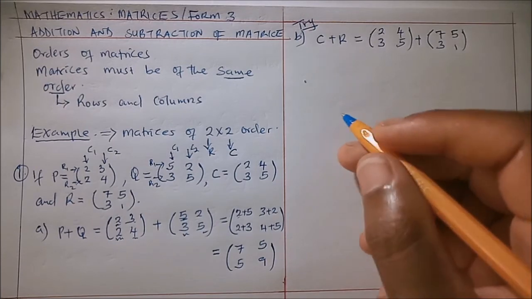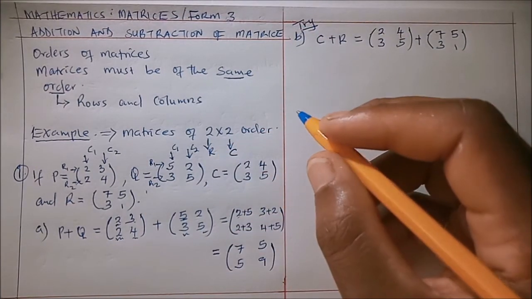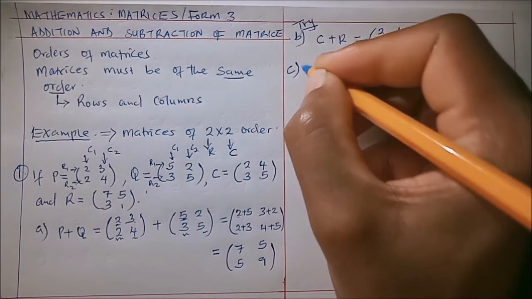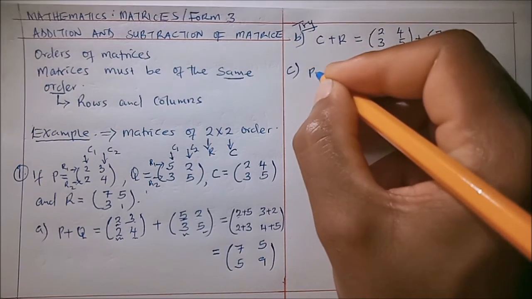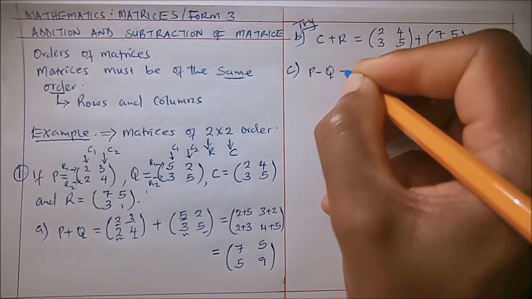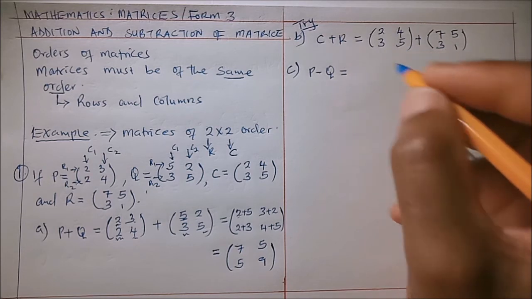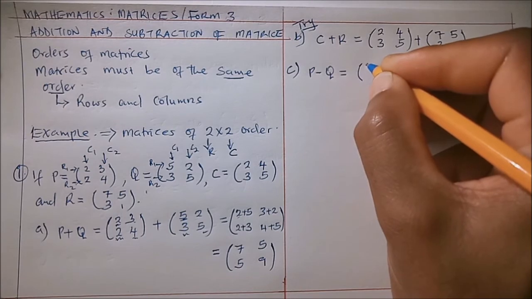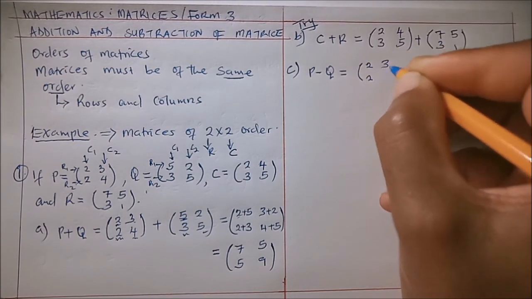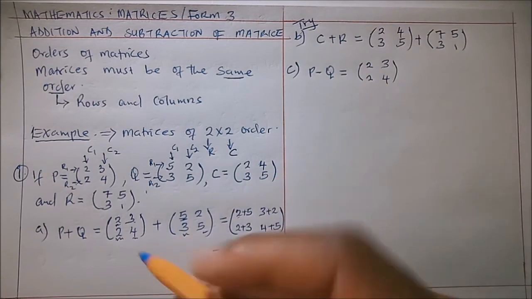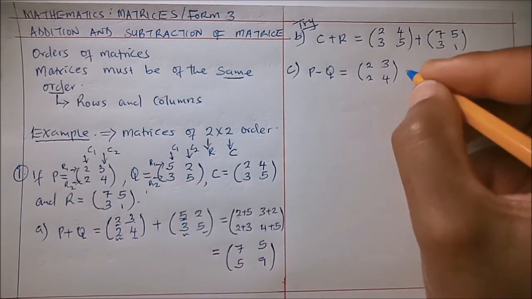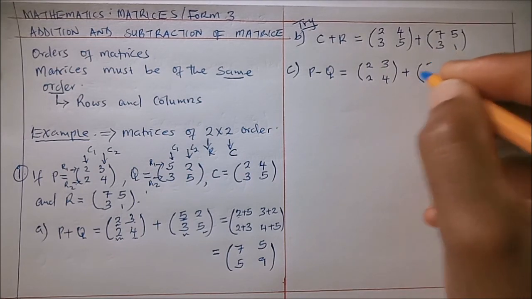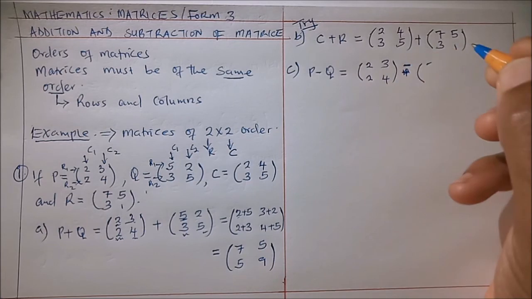Then I'm also going to show you how to subtract matrices. So part C is on how to subtract matrices: P minus Q. I'm going to take the same example, and now I subtract the two matrices. What is my P? It is 2, 2, 3, 4. Then my Q is 5. We are subtracting here, so we subtract.